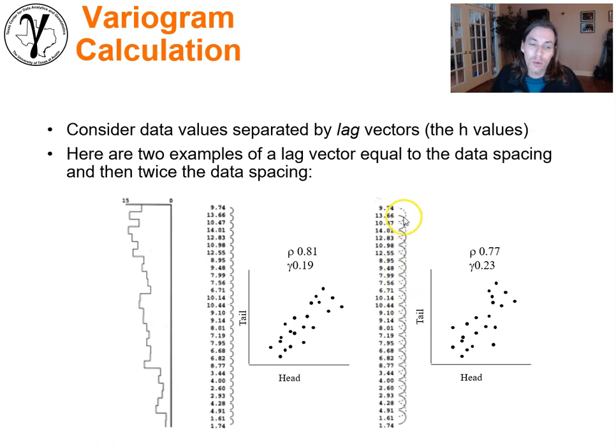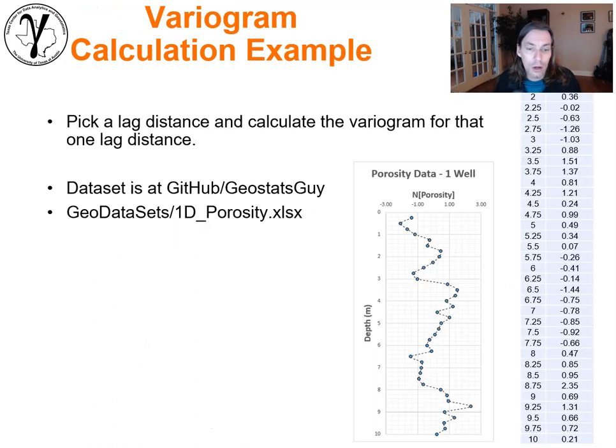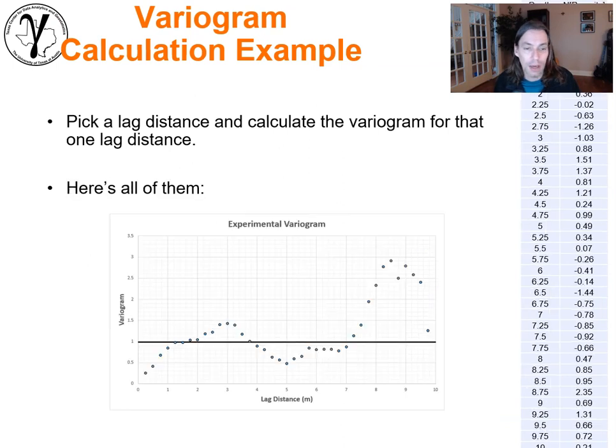And then you could go ahead and repeat the calculation, this time with a lag equal to 2 data point offsets. So this to this, this to this, this to this, jumping over one data point, and plot it up. Now you get a correlation coefficient of 0.77. The variogram value is equal to 0.23 in this case, assuming the variable was standardized during the variogram calculation. So not hard at all to do this calculation. In fact, you could go ahead and just take this sheet right here and copy this data set. This data set's available on my GitHub account as 1D porosity. And you could go ahead and perform variogram calculations from that.